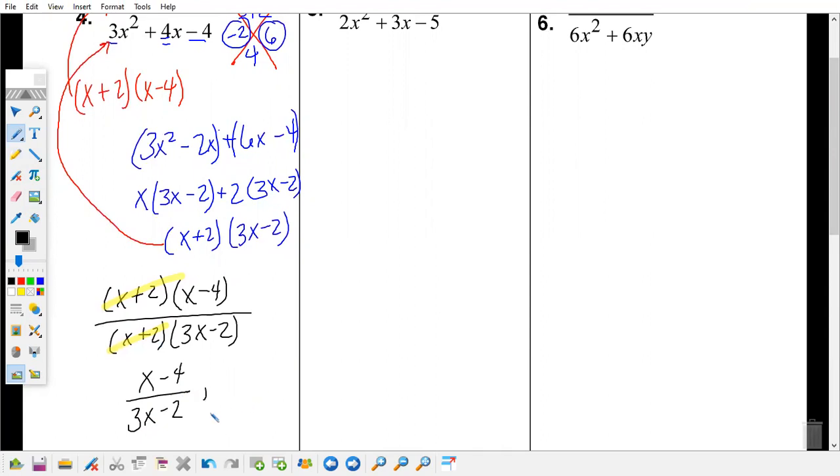Now we've got to state our restriction. What can x not equal? So remember, you're asking yourself, if you take the denominator, 3x minus 2 equals 0, gives you 3x equals 2. Divide by 3. So x cannot equal 2/3.